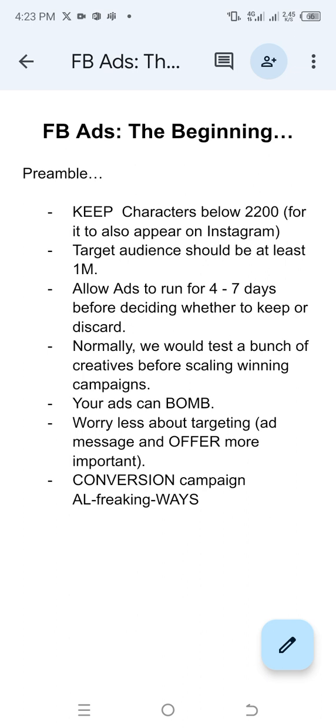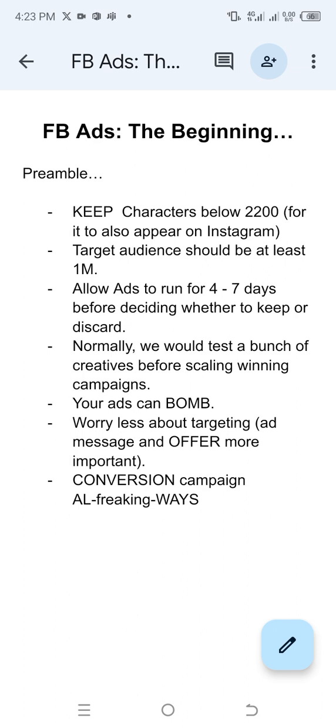When we say characters, we're not talking about words, we're talking about characters. So your comma, your space, your apostrophe, your full stop, your hyphen, anything that you're adding to that write-up is going to count. So you want to take note of that.